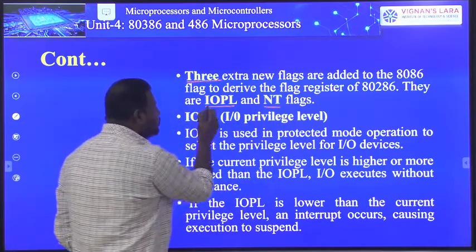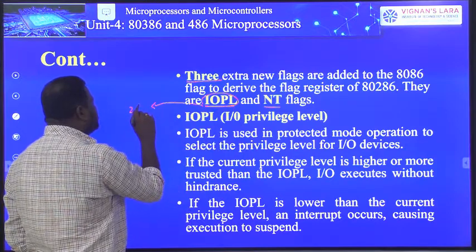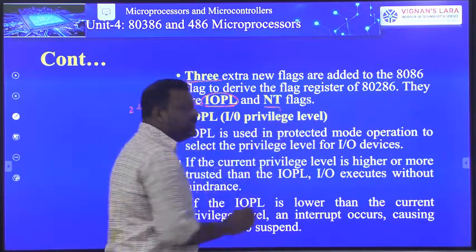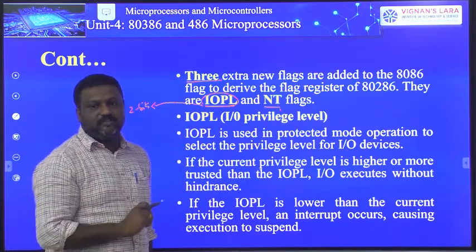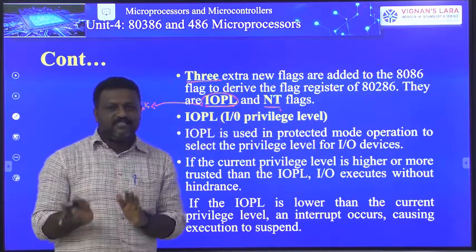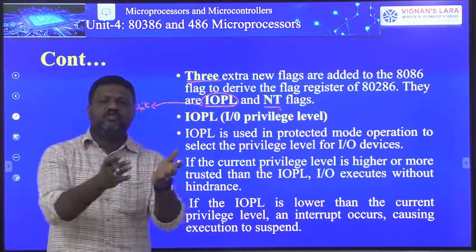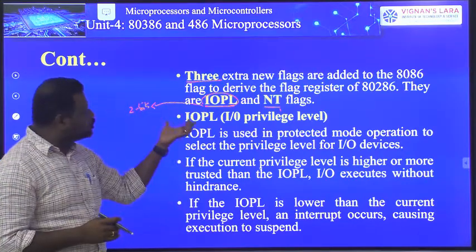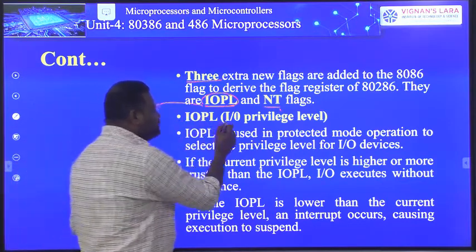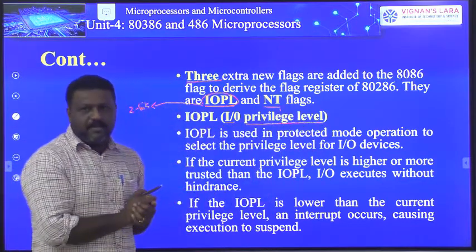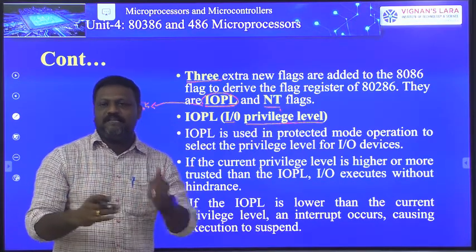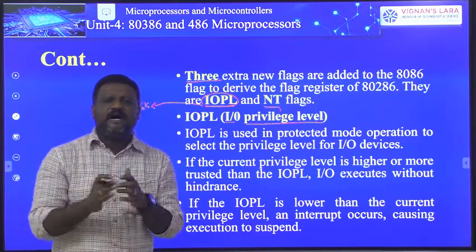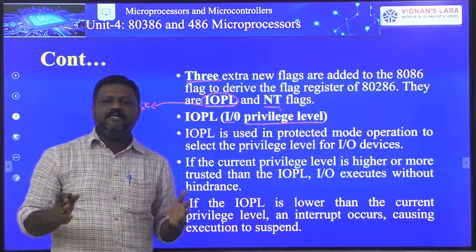I mentioned 3, but here I have written only 2. For this IOPL, I was dedicating 2 bits, and for NT, I was dedicating 1 bit. So 2 plus 1, there are 3 bits. So 3 extra new flags are added to the 8086 flag register to get the 80286 flag register. What are the 3 flags? The first one is IOPL. IOPL means input output privilege level. With the help of this, I may get 4 IO privilege levels: IOPL 0, IOPL 1, IOPL 2, IOPL 3.